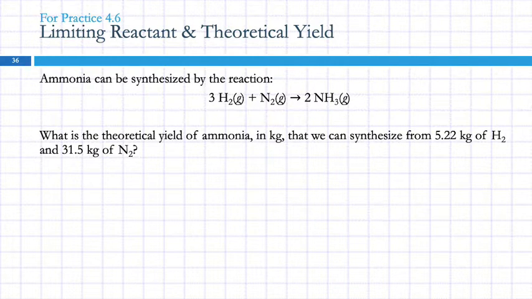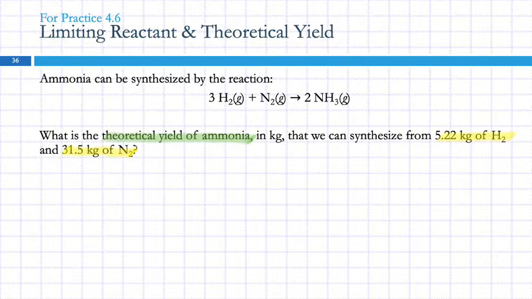Let's do another one. Ammonia can be synthesized by the reaction 3H2 plus N2 goes to 2NH3. What is the theoretical yield of ammonia in kilograms that we can synthesize from 5.22 kilograms of H2 and 31.5 kilograms of N2? So again, I'm identifying what kind of numbers they are giving me. I'm identifying what they are asking, theoretical yield of ammonia.